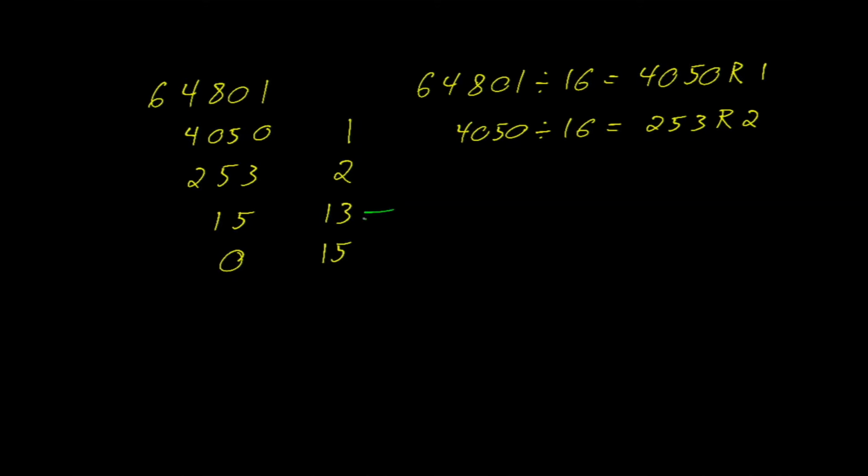As before, use your note card converter. 15 becomes F in hexadecimal, and 13 becomes D. When we're all done, we say 64801 base 10 is equal to FD21 base 16.